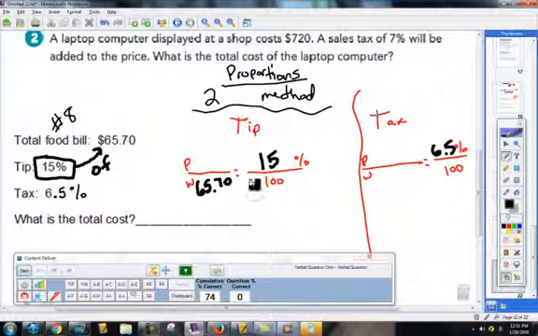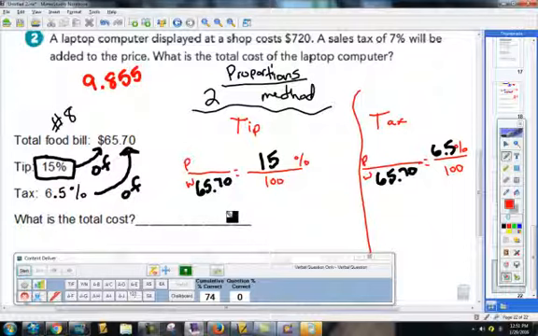I don't have to worry about any of that, because it's all in my proportion for me. So I know this is going to be 65.70 here too, because, once again, I've got to figure out 6.5% of my food. Okay? Now, when you cross multiply and divide the tip here, you get $9.855. That's what you get in your calculator.